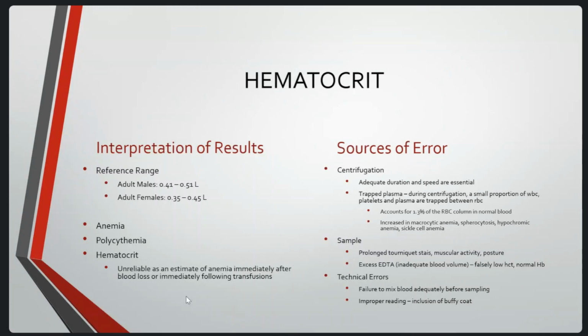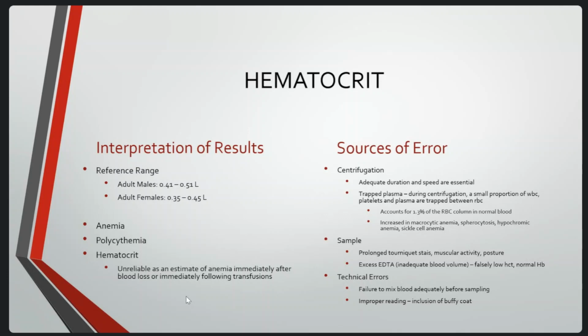The hematocrit is also unreliable as an estimate of anemia immediately after blood loss or immediately following transfusions. So of course, when you request for hematocrit, for example, if your patient is a stab wound patient and we transfuse packed red blood cells, say 5 units, you cannot request for hematocrit right away after the transfusion. You usually have to wait up to 4 hours before requesting hematocrit or CBC.